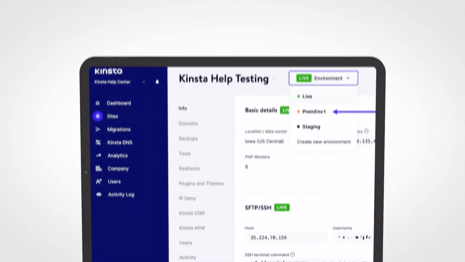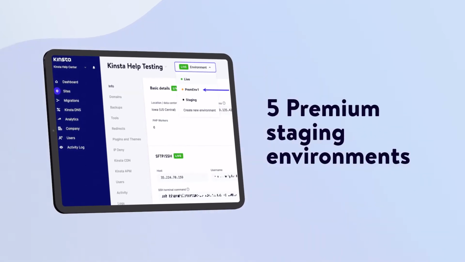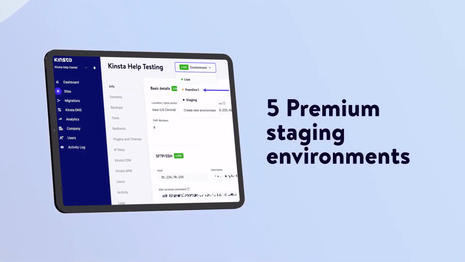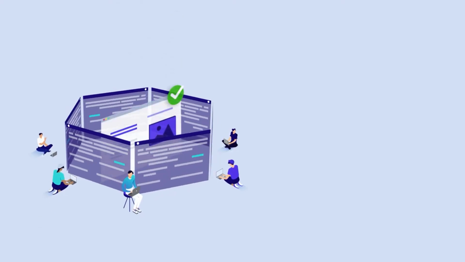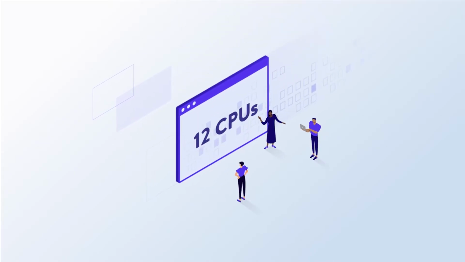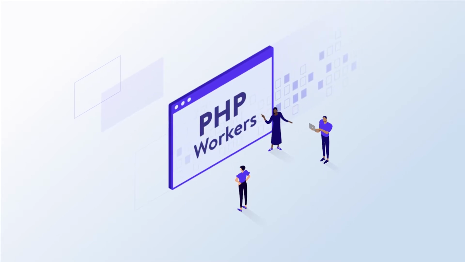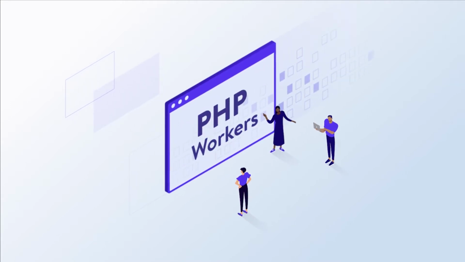With Kinsta's premium staging environment add-on, you can add up to 5 premium staging environments to your WordPress site. A premium staging environment is ideal for resource-intensive site testing or development. Each premium staging environment has 12 CPUs, 8 gigabytes of memory, and the same number of PHP workers you have on your live site based on your plan.